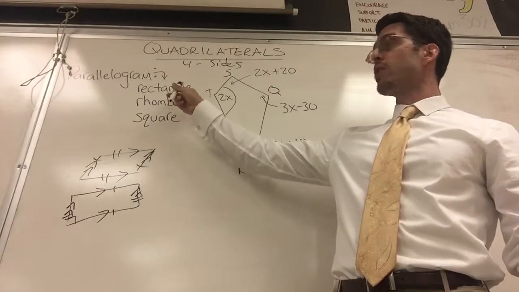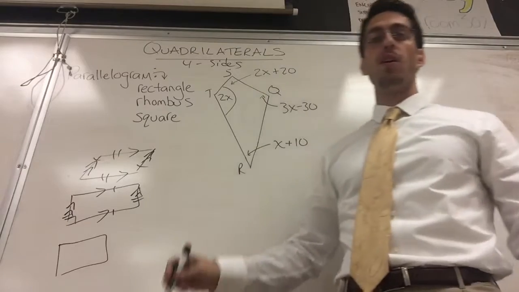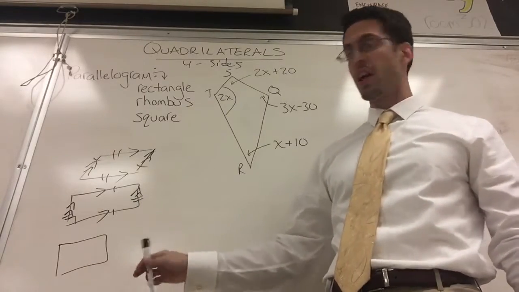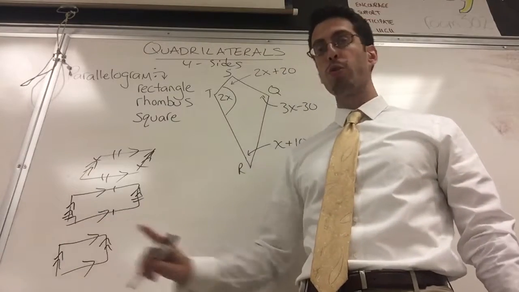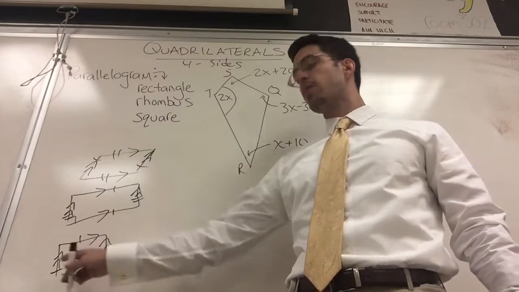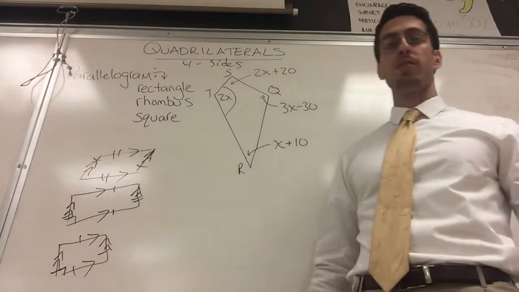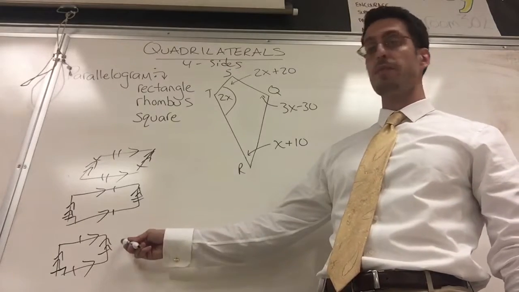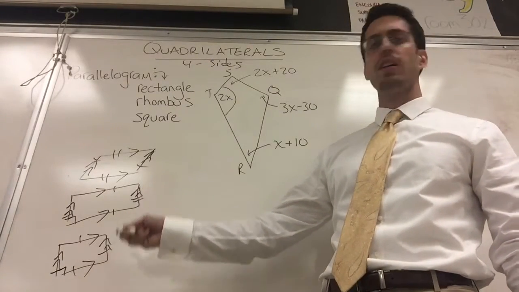A square is actually a special kind of rectangle where, again, the opposite sides are parallel and congruent, but they're all congruent, actually. Not only the opposite sides congruent, but all four sides are congruent. And we got four right angles. That's what's special about a square. A square is a very special rectangle. A square is a rectangle, but a rectangle is not a square.